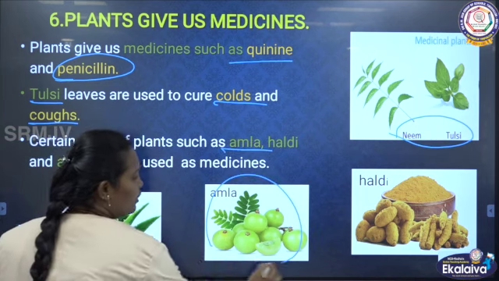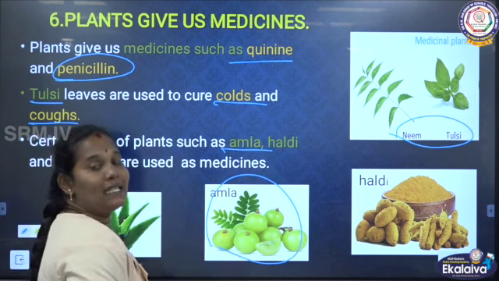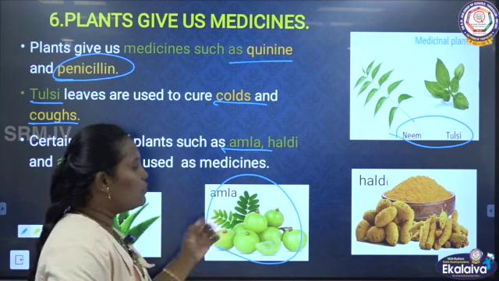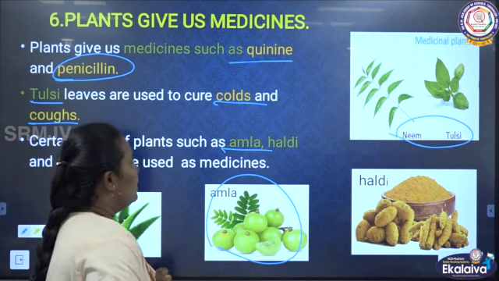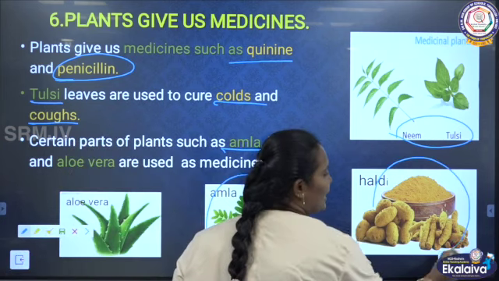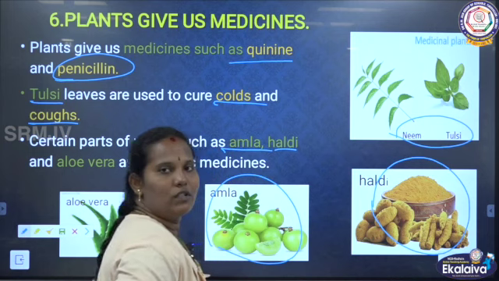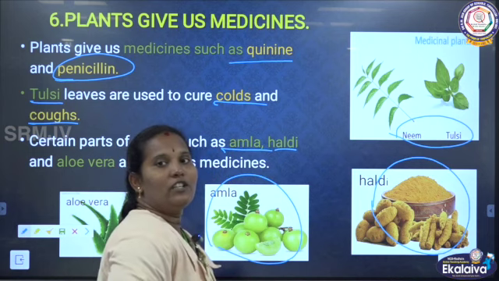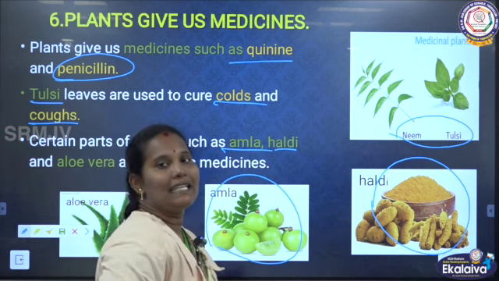Amla, we know, is a fruit. It has a rich content of vitamin C. It is used for many purposes. Okay, then haldi. What is haldi? Haldi is the yellow powder that we use in our house. It is used to cure skin diseases.